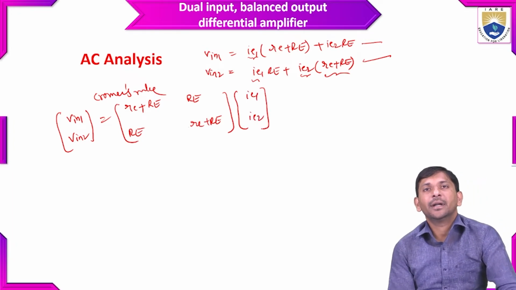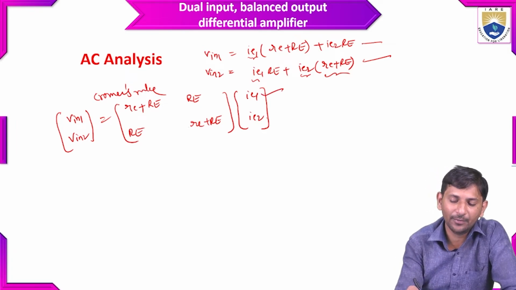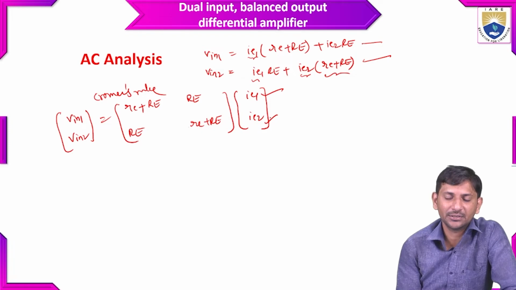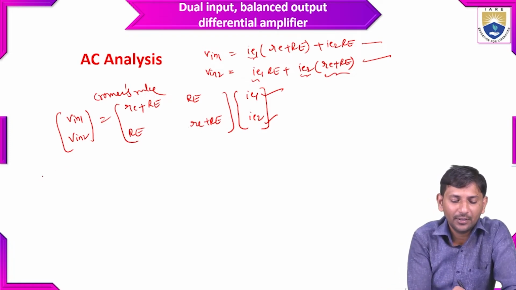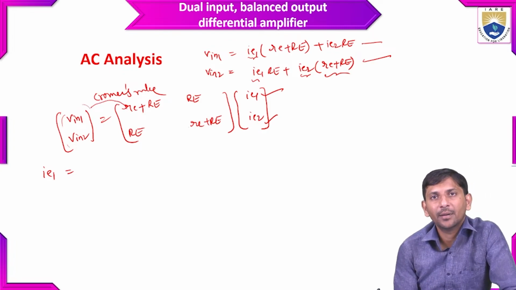So what is this Cramer's rule? How can we calculate? We have to calculate IE1 and IE2, the currents across the emitter terminals of both transistors Q1 and Q2. Further, if you want to calculate IE1, then this Vin1 column will replace the first column of your matrix.